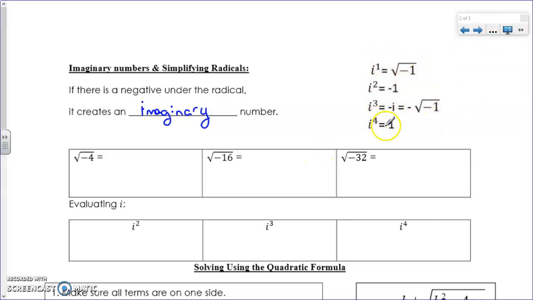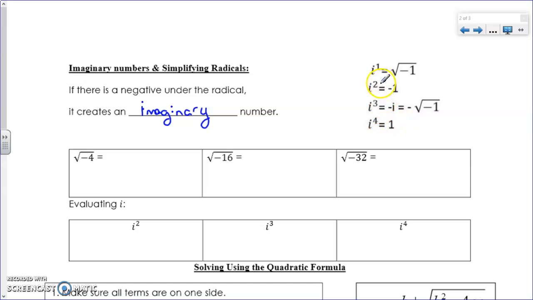Okay, here are the top 4 things that you should have done in Algebra 2. This is an Algebra 2 concept, okay? I equals, when you have that negative, you pull out an I. Do you remember that? If you have a negative under the square root, you pull out an I. If you have I squared, it equals -1. If you have I cubed, it equals -I. And I to the 4th equals +1.